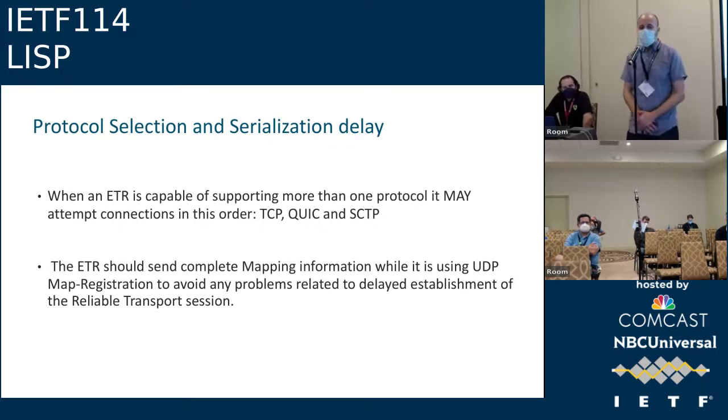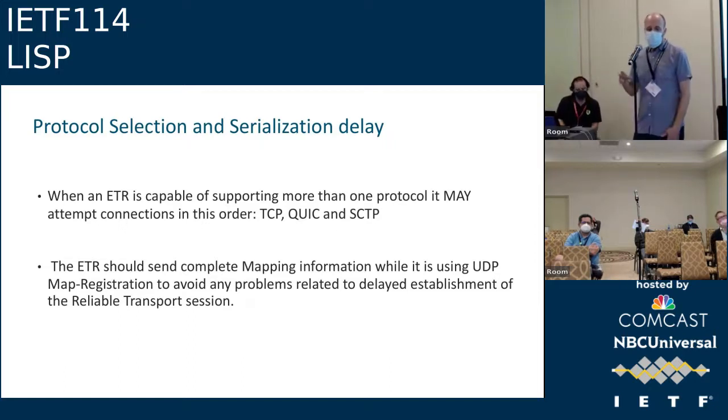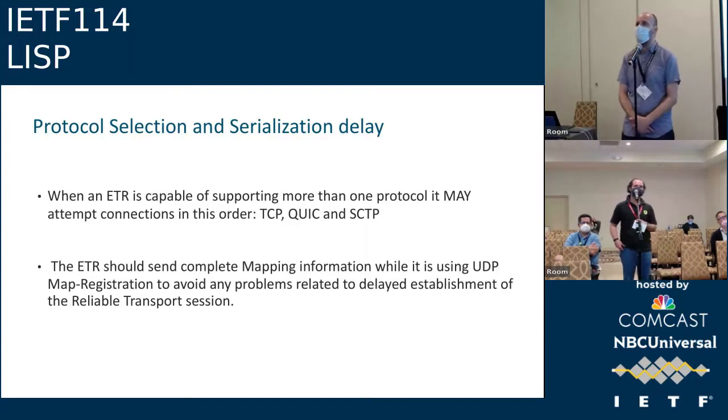Okay, this part of the draft answers a comment from Dino: since we have multiple protocols, how do we choose among them, and what do we do about the potential delay, where I'm trying one protocol, maybe it fails, and the next protocol comes? So the draft now specifies an order, but just as a suggestion, with a MAY. If the ETR can support the three protocols, this would be the suggested order. We also introduced a note saying that, since we don't want the mapping information to be delayed while we try to establish the reliable transport, the ETR should always make sure that it's sending complete mapping information with UDP while waiting for the reliable transport to be established.